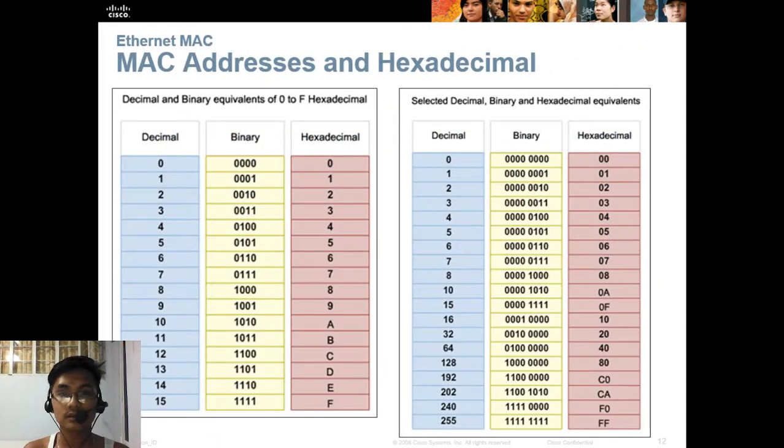So MAC addresses in hexadecimal. Shown here are tables of the decimal and binary equivalents of 0 to F hexadecimal. Select the decimal, binary, and hexadecimal equivalents. So for the hexadecimal, we have 0 to F. For the binary, we have the zeros and the ones, and for the decimal it is 0 to 15, which is your typical number.